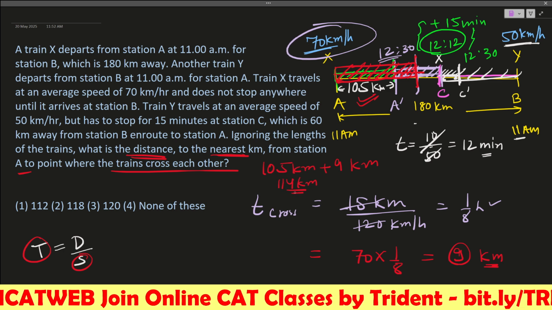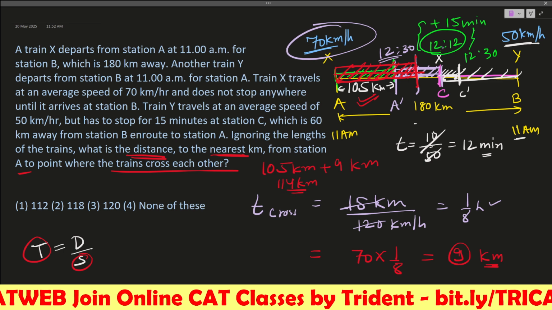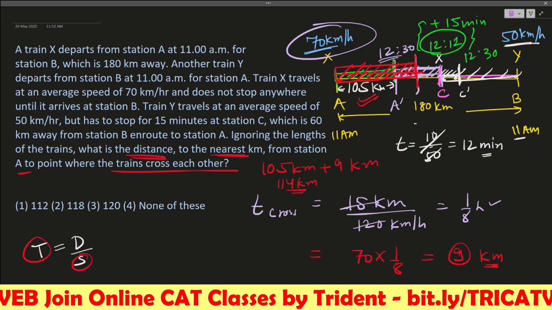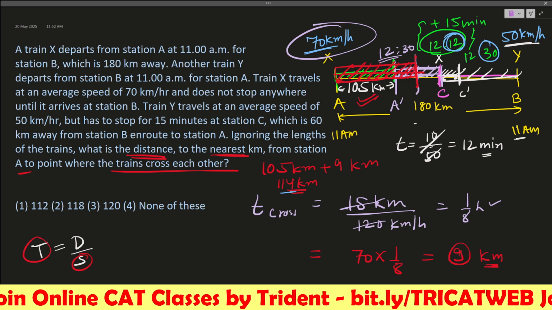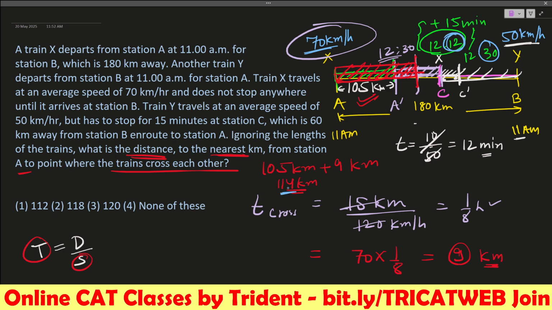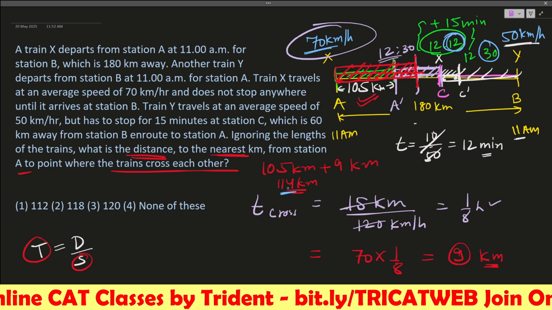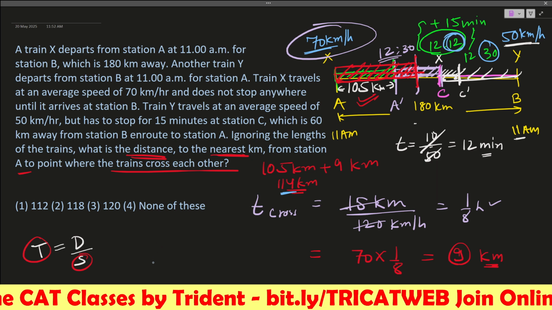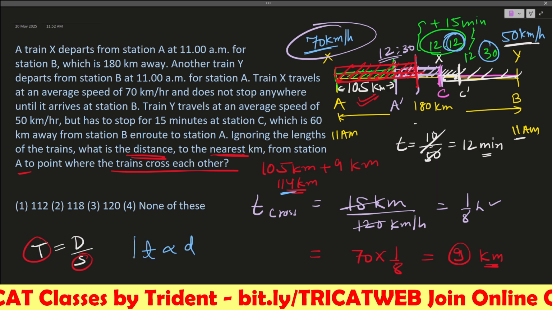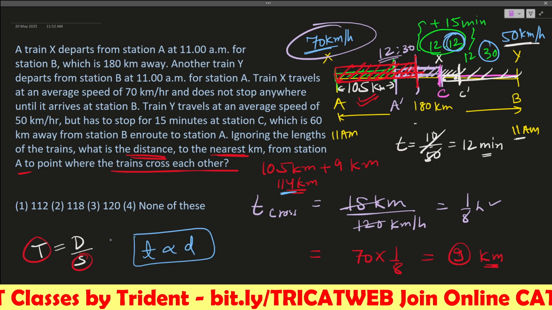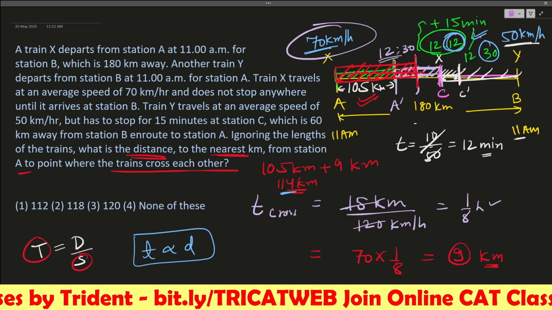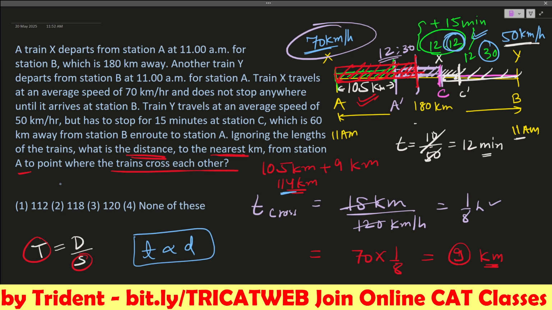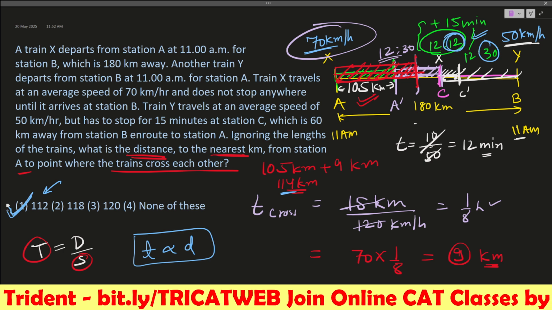114 kilometers. Now remember, we have increased the time from 12:27 to 12:30, so the actual distance is also going to be a little less. Because I have increased the time, I will have to decrease the distance. Why? Because time is proportional to distance. If the speeds are all constant, then time is proportional to distance. So option number 1 will be my correct answer for this.